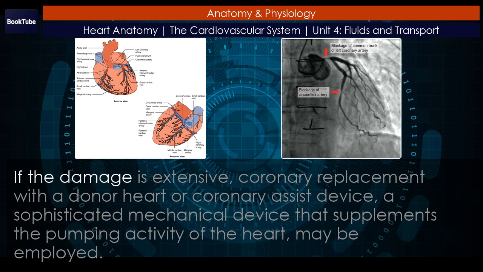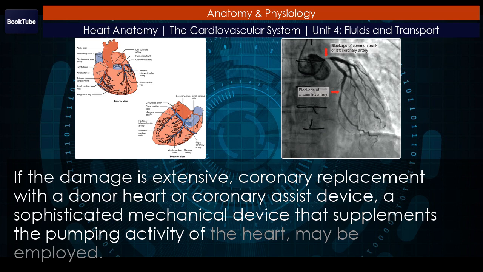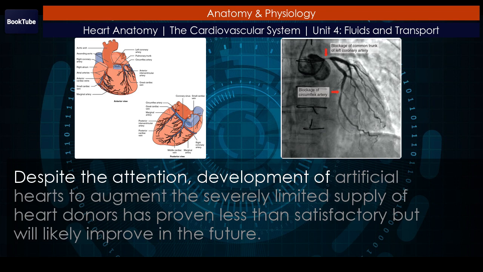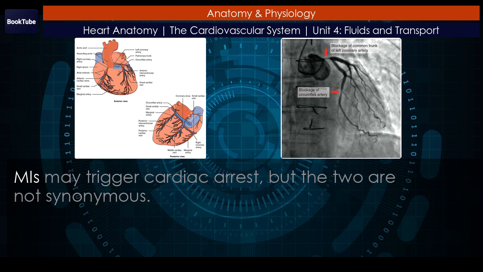If the damage is extensive, coronary replacement with a donor heart or coronary assist device, a sophisticated mechanical device that supplements the pumping activity of the heart, may be employed. Despite the attention, development of artificial hearts to augment the severely limited supply of heart donors has proven less than satisfactory but will likely improve in the future. MIs may trigger cardiac arrest, but the two are not synonymous.